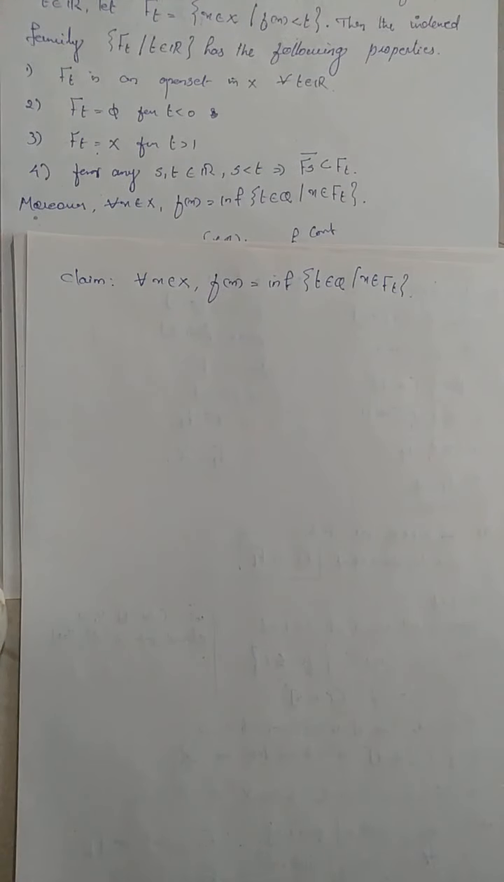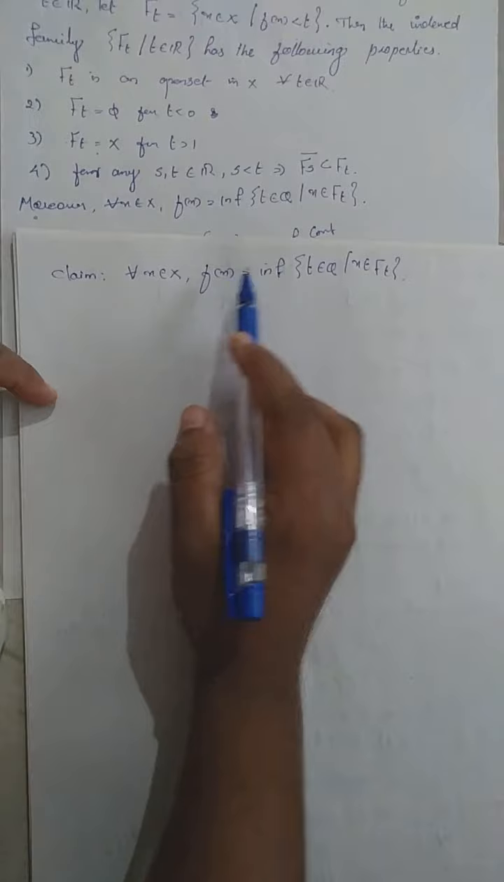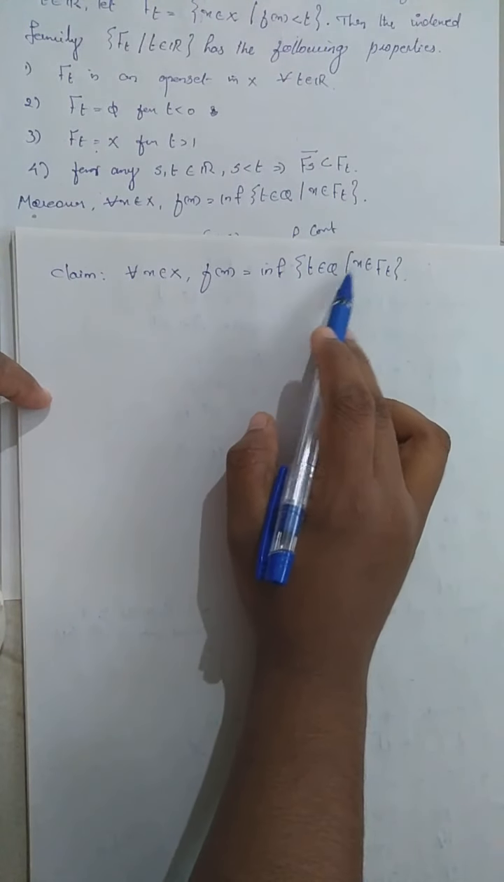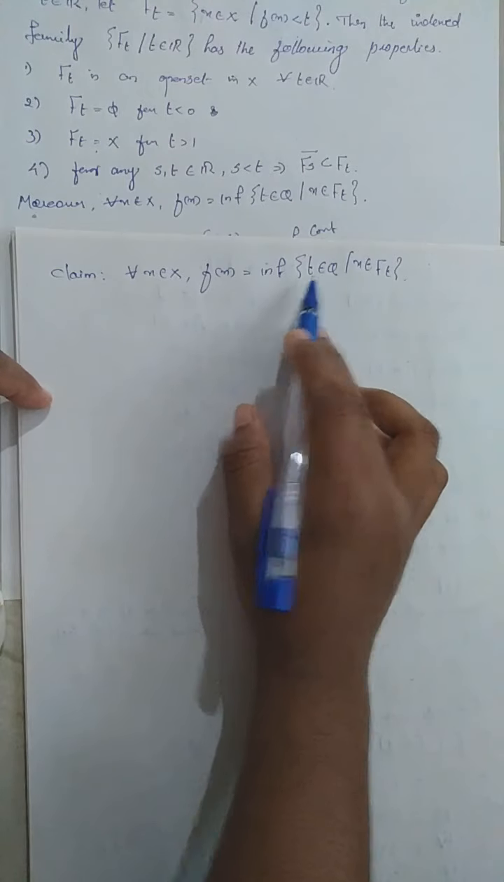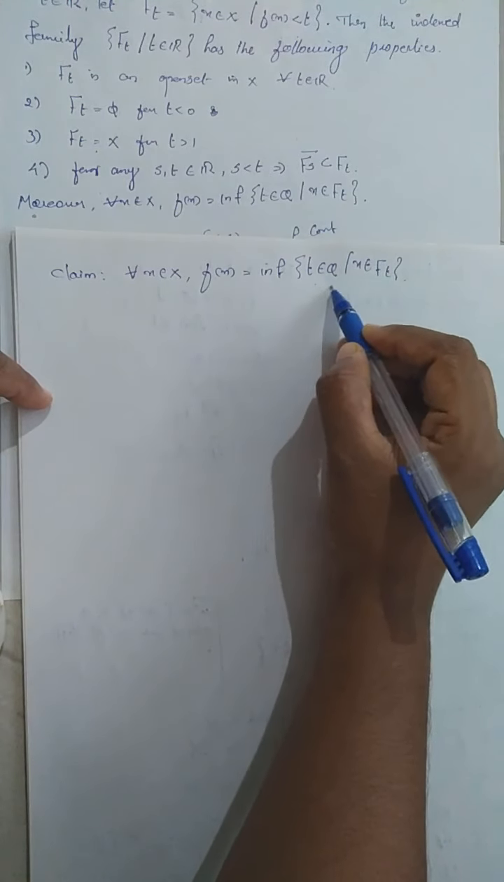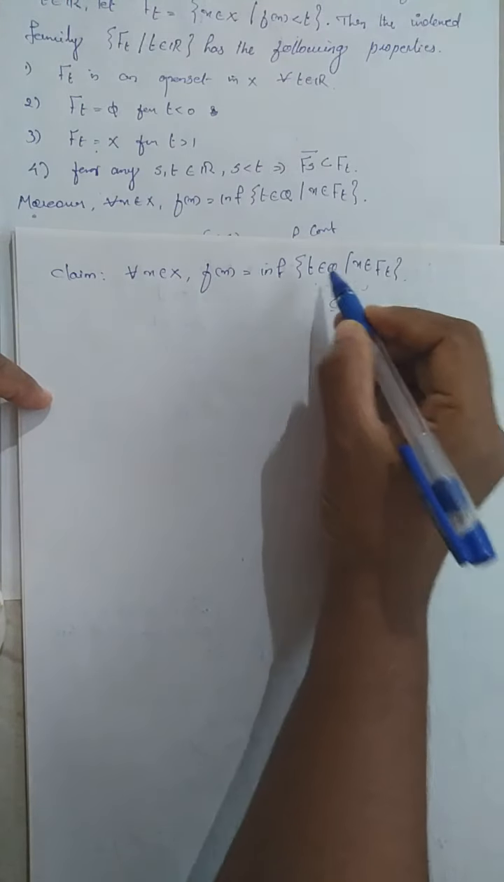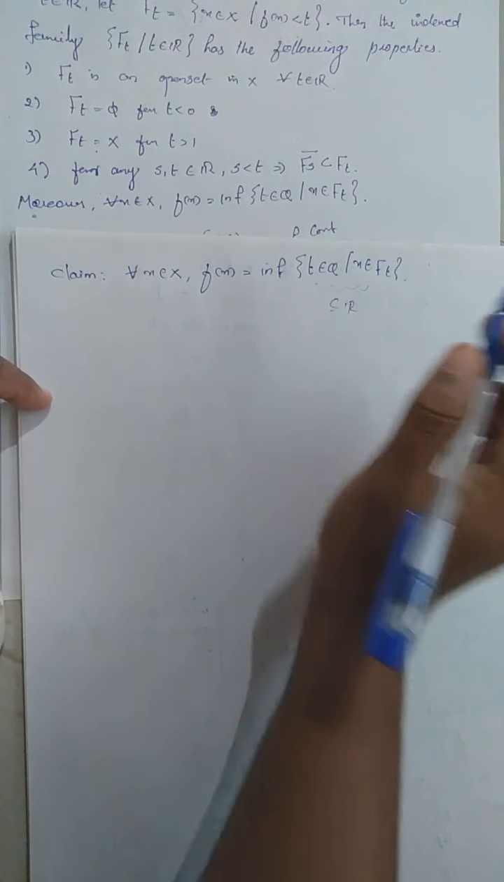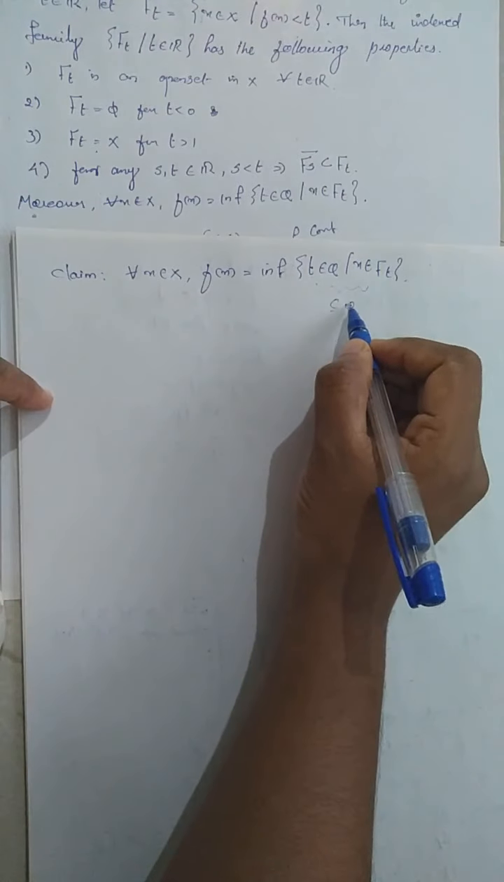Okay. So to prove f of x equal to this infimum, you know what is this set of all t in Q such that x is in ft? Clearly this set is a subset of real numbers, right? This set consists of rational numbers. So clearly it is a subset of the real line.